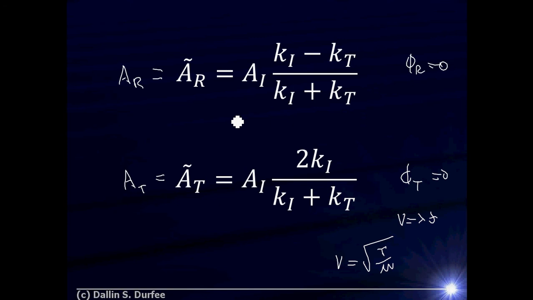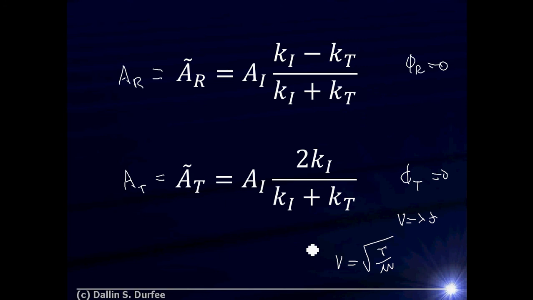There's another limiting case that I know the answer to. What if the two strings have the same linear mass density? Then there was no end. My wave should just go through. I should have no reflected wave, and my transmitted wave should just look like the incident wave. Well, if the velocity is the same, the wavelengths are the same, these two cancel each other out, and I get no reflected wave. And here I have 2 times ki, but ki and kt are the same thing, so it's just 2 times ki divided by 2 times ki, and I just get a transmitted wave going through. So it looks like we have an answer that's doing something reasonable.